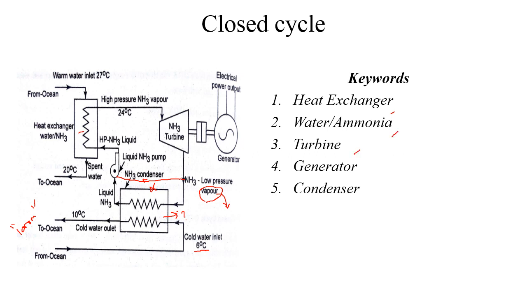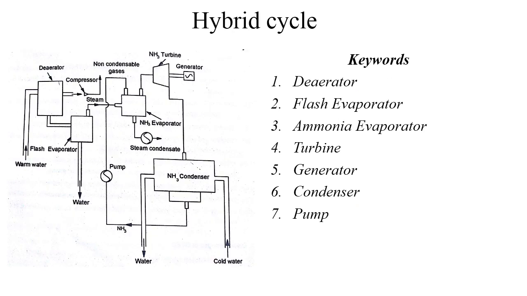So note down these keywords: heat exchanger, ammonia, turbine, generator, and condenser, similar to the open cycle, and each plays the same role as in the open cycle, right? So then what about the hybrid cycle? The hybrid cycle is nothing but a combination of the closed cycle and the open cycle.